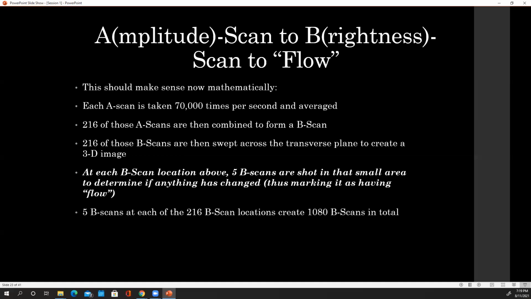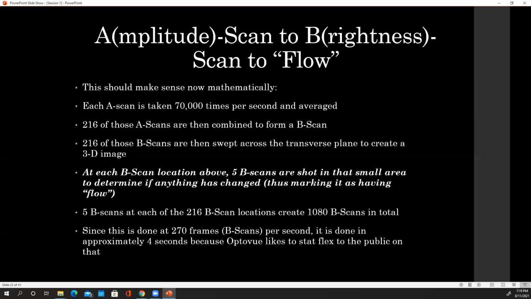And then if we do 5 at every one of the 216 locations, we get that 1080 number that they said. Since they do 1080 B scans in total, and it's done at 270 frames per second, another word for frame is B scan, that's a frame, it is done in approximately 4 seconds, because OptiView wants to flex in public and say how fast it is.